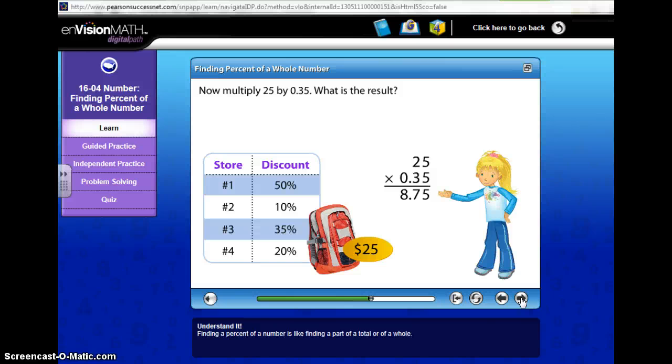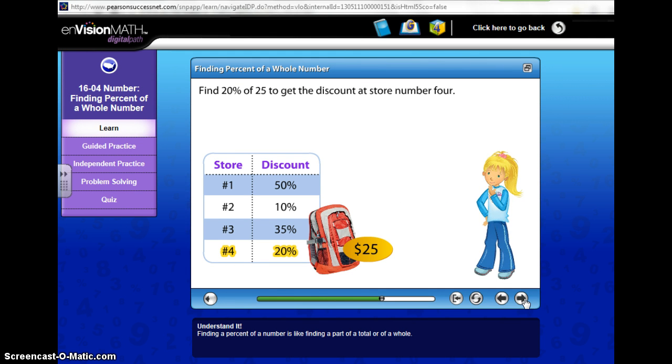$16.25. Sarah, you were darn close. You were on the right path. Good work. What about 20% of 25? Change it to a decimal. Will?